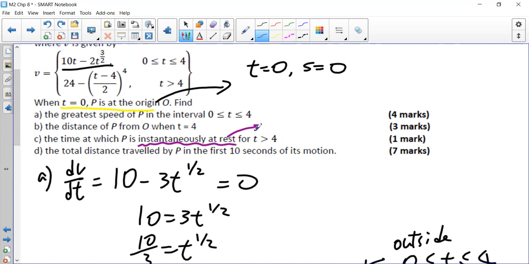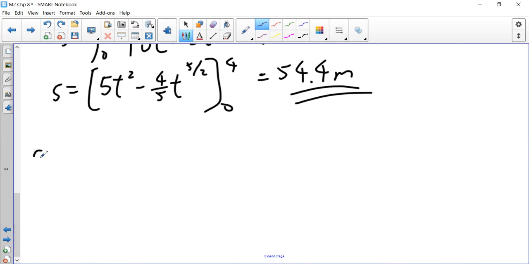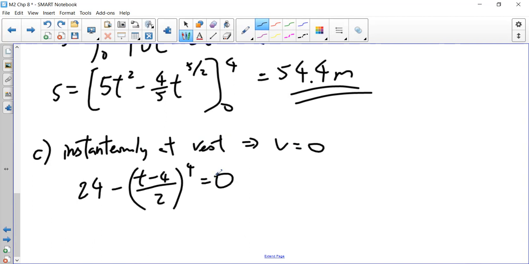Part C, find the time at which P is instantaneously at rest for t greater than 4. Instantaneously at rest means the velocity equals 0. We are asked when t is greater than 4, so we have to use the second equation. So I have to make the second equation equal 0: 24 minus ((t minus 4) over 2) to the power of 4 equals 0.